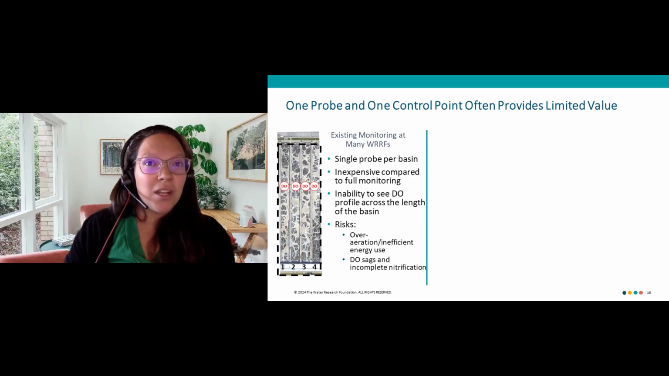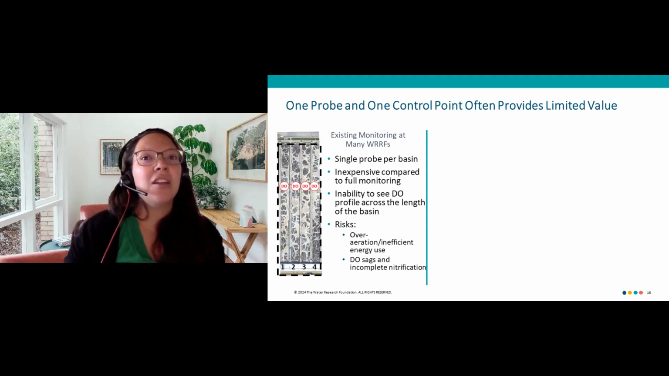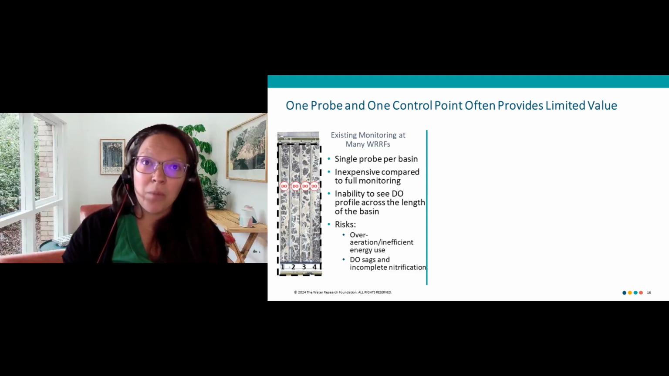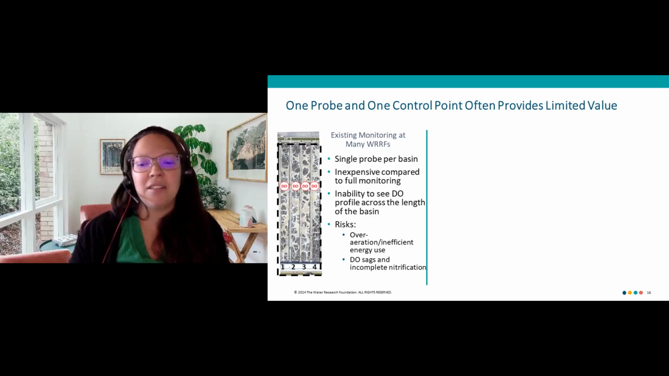The risks associated with this are over-aeration, inefficient energy use, and DO sags, which can lead to incomplete nitrification. Avoiding sags in DO becomes even more important at low DO and suboxic conditions because you're already at the lower end of DO concentrations.